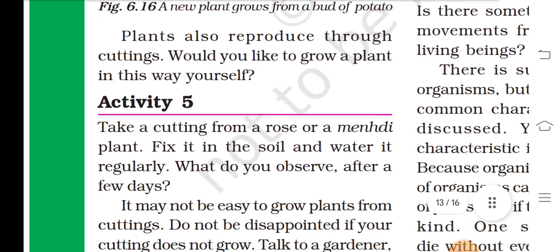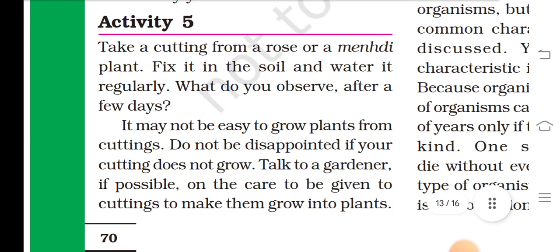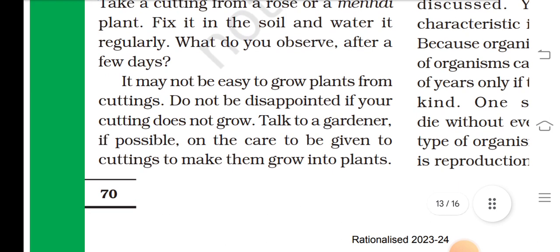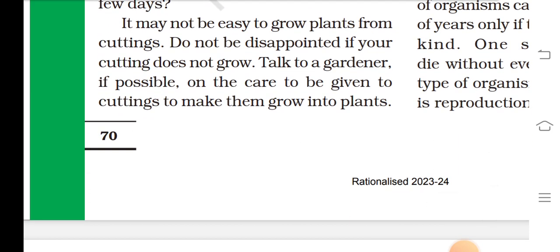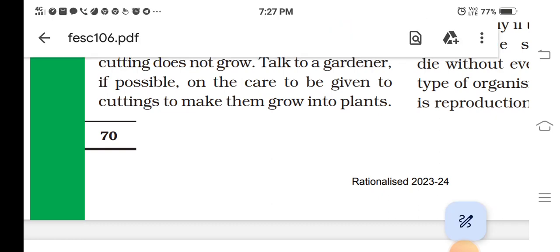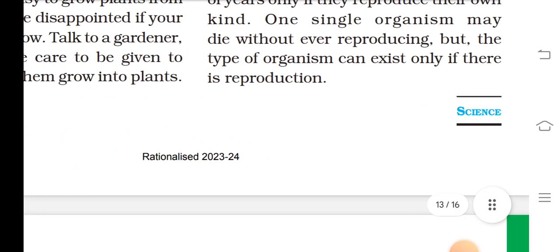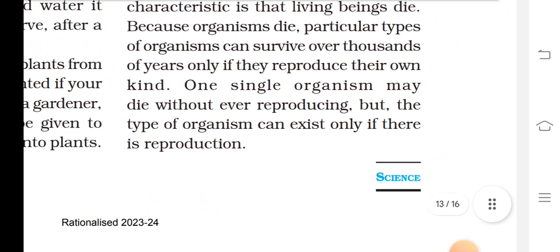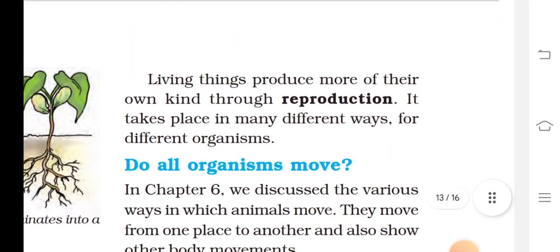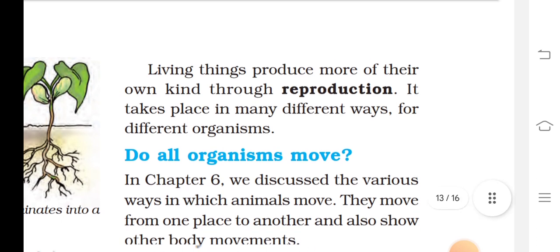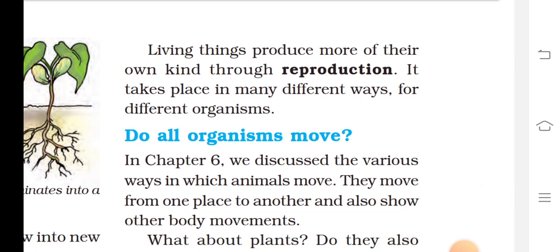Would you like to grow a plant in this way yourself? Take a cutting from a rose and mehndi plant, fix it in the soil and water it regularly. What do you observe after a few days? It may not be easy to grow plants from cuttings. Do not be disappointed if your cutting does not grow. Talk to the gardener if possible on the care to be given to cuttings to make them grow into plants. Living things reproduce more of their own kind through reproduction. It takes place in many different ways in different organisms.